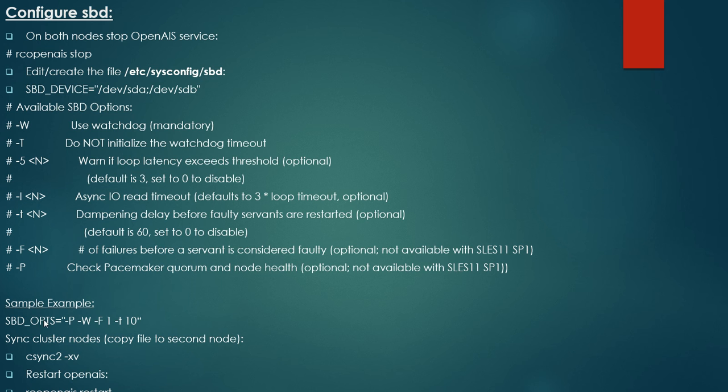SBD_DEVICE, and the next mandatory field is SBD_OPTS. So what are the options? I have given an example here. This is how you can specify your options, and once you make these changes, you have to ensure that these changes have been populated to all the nodes running in your cluster. So we have to run this command, as I told you already, csync2 -xv, and you have to start your OpenAIS service, right?